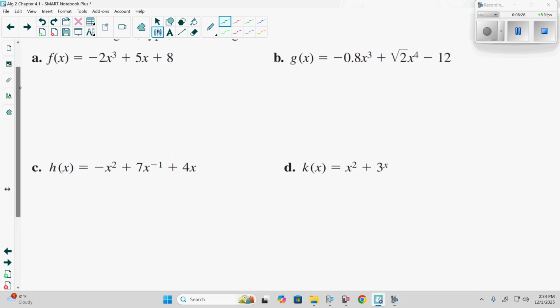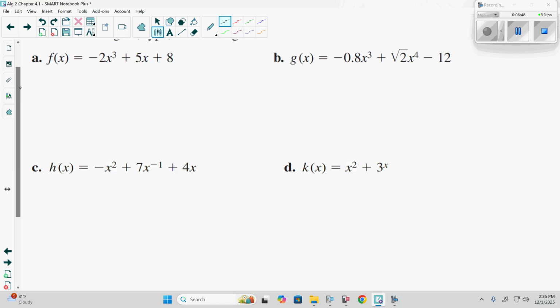So let's look at A. Negative 2x cubed plus 5x plus 8. First, we want to determine if it is a polynomial function. If it is, we want to state, 1, write it in standard form. 2, state the degree, type, and leading coefficient. If it's not, we're just going to say it's not.